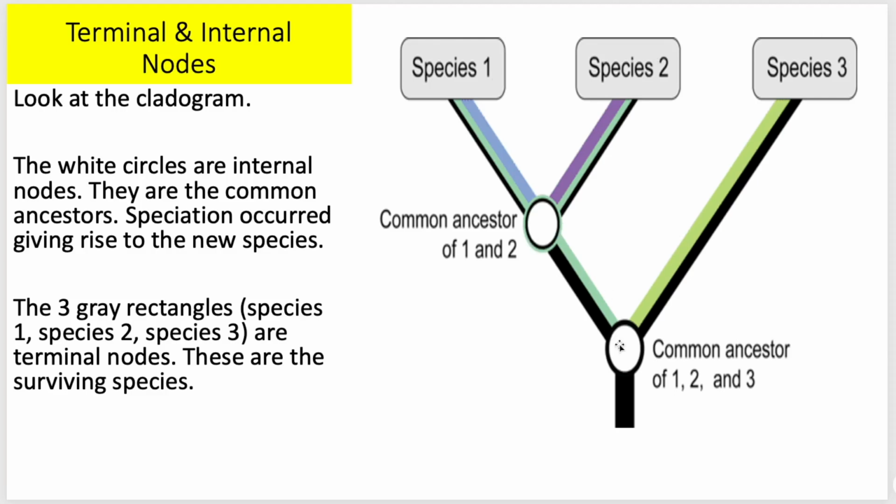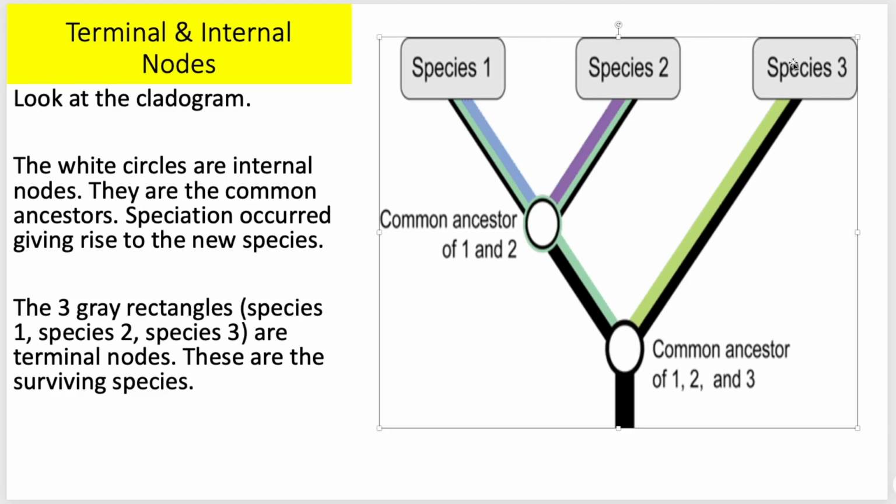The node farthest back is going to be the common ancestor for many more organisms. So this one down here would represent the point of common ancestry for species 1, 2, and 3, but this one that's higher up the line would be the common ancestor for species 1 and 2. So that's how you would read that.